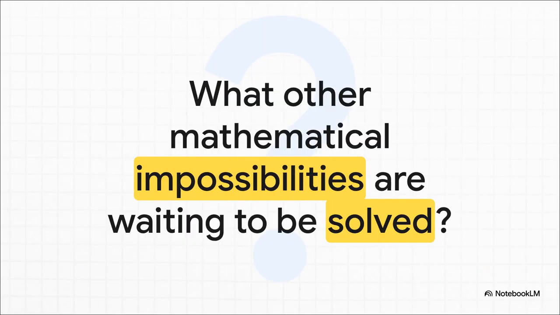And that really leaves us with a final question. History has shown us that every time we expand what we mean by the word number, going from whole numbers to fractions, to negative numbers, and now to complex numbers, we unlock the ability to solve a whole new universe of problems. So it really makes you wonder, what's the next impossible problem, and what new kind of number are we just waiting to discover to solve it?